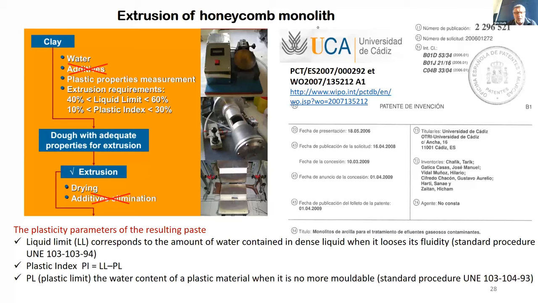For this, we use a process inspired from ceramic production, using additives and plastics, and we measure some plasticity characteristics we call the liquid limit and the plastic index, because these are characteristics we measure using a technique inspired from ceramics, which we call Casagrande.